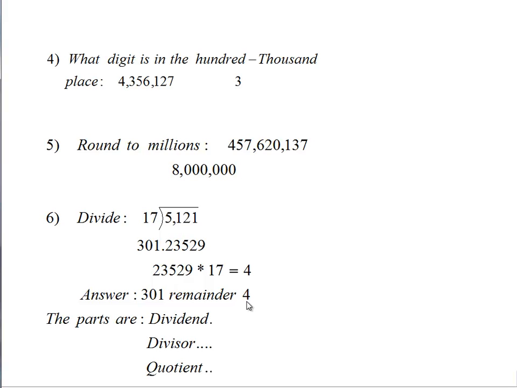Now there's some parts we need to look at, and remember the dividend, that's the number on the inside, it's 5121, divisor, that's what you're dividing by, the quotient is your answer, 301, remainder 4.